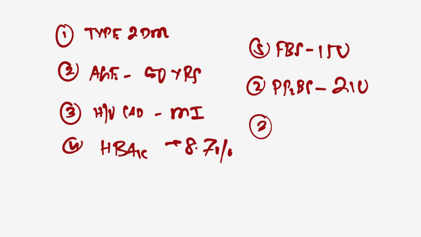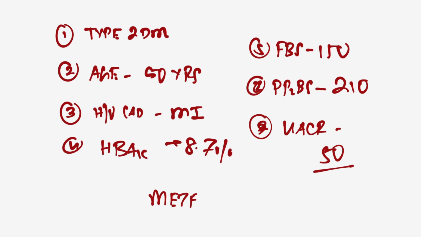Besides that, let's say you have a urine albumin-creatinine ratio somewhere around, let's say, 50. So this is a typical profile of a patient who presents to you. Now, let's assume that the patient is already on metformin, given in a dose of 2 grams a day. So this type of patient, we typically see in clinical practice.